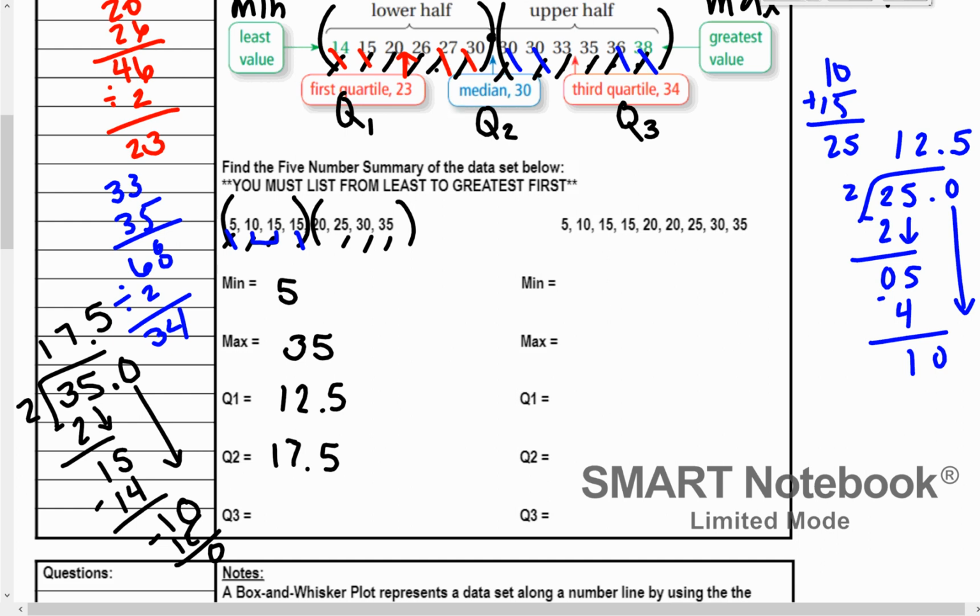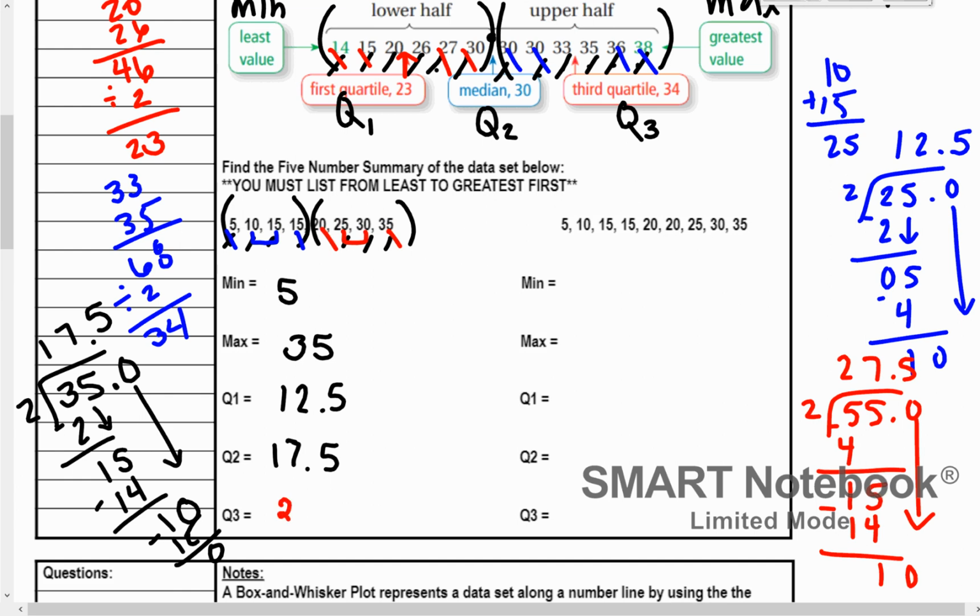We do the same thing for the upper half. Cross off, cross off. 25 and 30 would give us a 55. 55 divided by 2 goes in there twice, that's 4. 2 goes into 15 7 times, that's 14. Left with a 1 remainder, have to add a decimal, bring down our 0. 27. Oops.